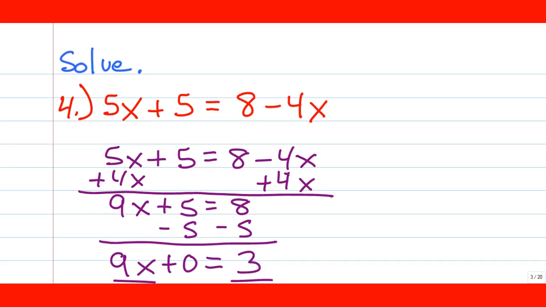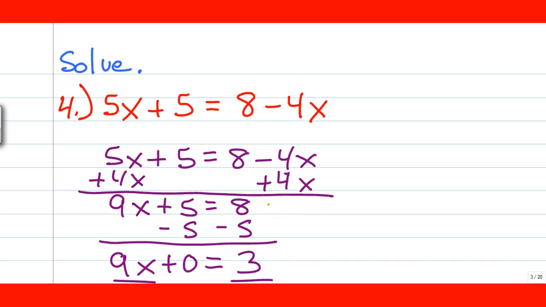The first thing I'm going to do is look at my terms with the variables. I have a 5x and a negative 4x. If I move the negative 4x out by summing it with a 4x, I'm going to end up with a positive value. So that's favorable. It's always favorable to have positive values. So I'm going to move that one. So plus 4x to both sides, and I end up with 9x + 5 = 8.